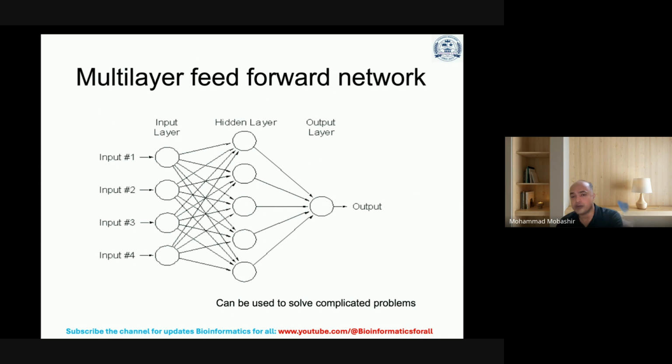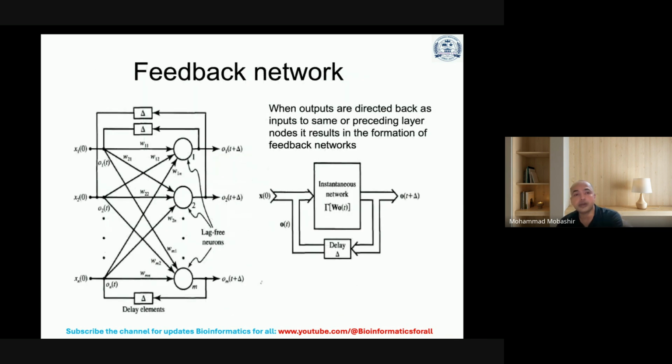The outcome more than one or only one. Now, the feedback network. This network represents the feedback network. Here you can see feedback, and this is very simple to understand. When outputs are directed back, so that means you are taking them back as inputs to the same or preceding layers' nodes, it results in the formation of feedback networks. But when it is reversed, then it will be a feedforward network.